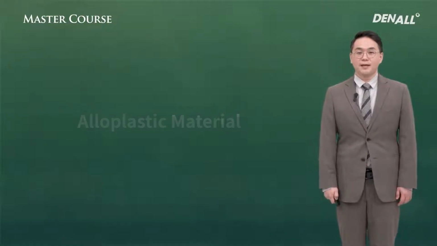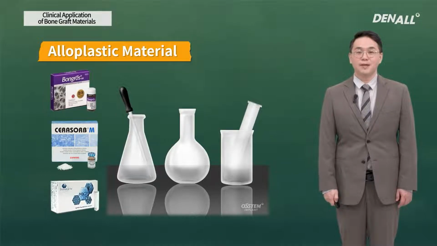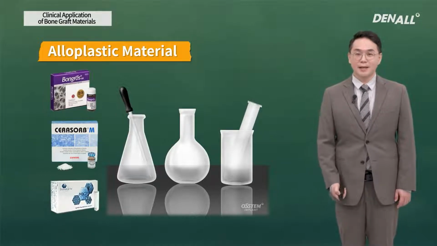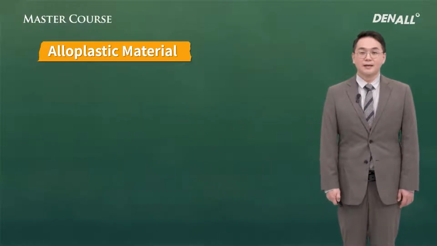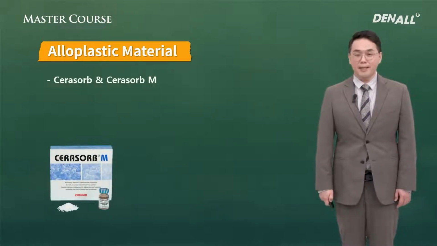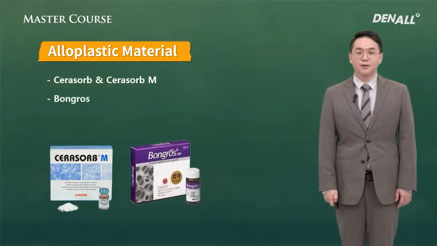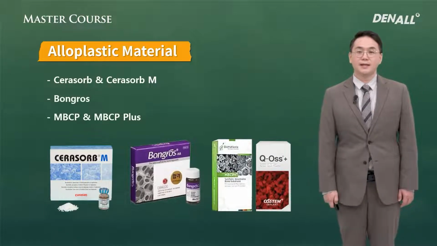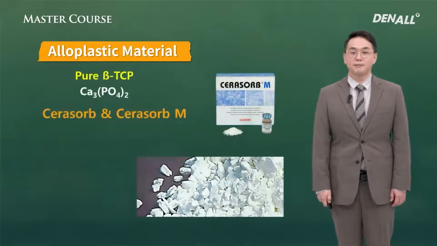Next, alloplastic material. The material has three types depending on the components. Materials are fabricated in a lab or a factory. It's not from natural bone. If you look at the components of the alloplastic material, first, beta-TCP, second, pure hydroxyapatite, the third one is BCP, biphasic calcium phosphate. I will explain it simply.